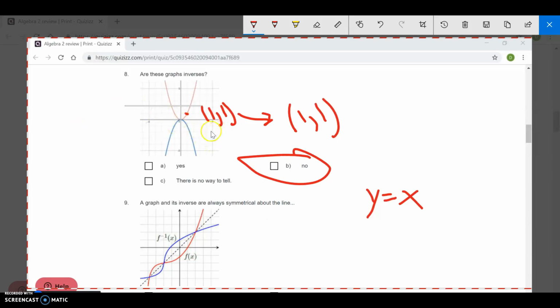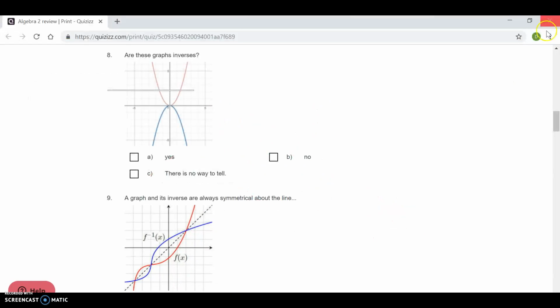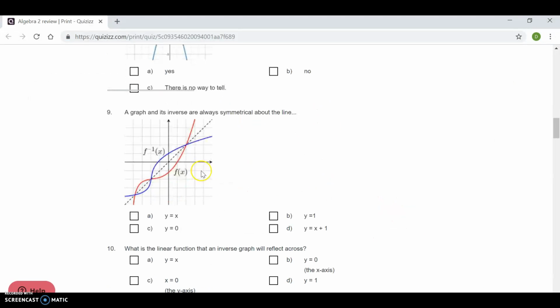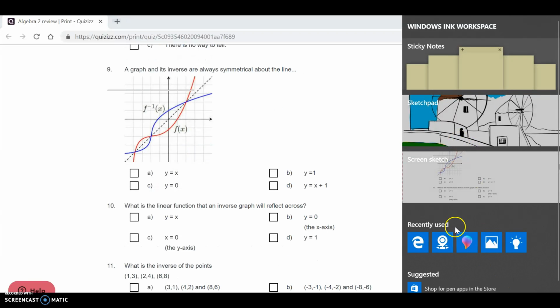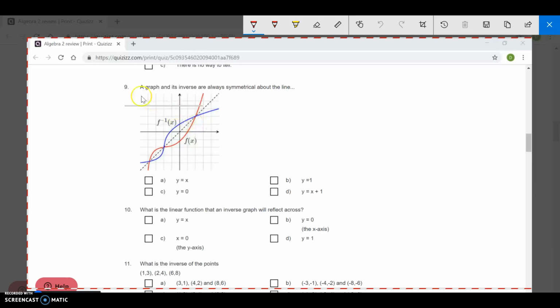As you can see, number 8 above, if I were to draw y equals x, this is not reflected over here. So the reflection is not over there. So that's why 8 is not an inverse. Number 9 actually is. You literally just plug it in on the graph and see whether it matches the picture.